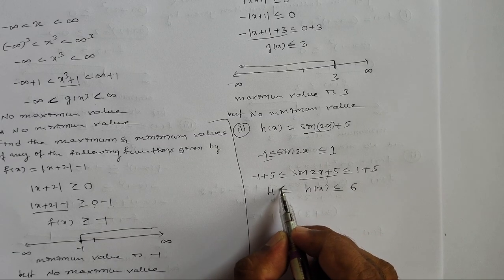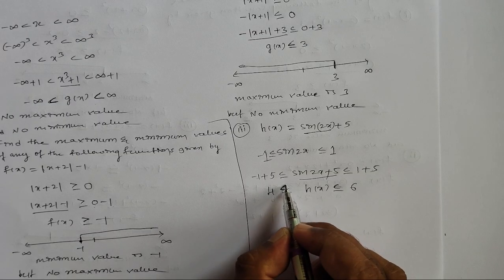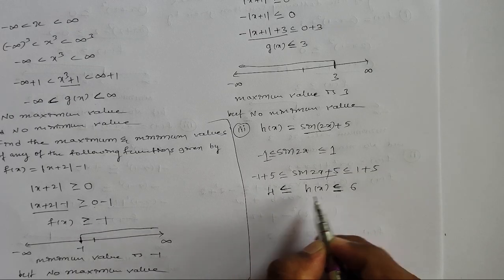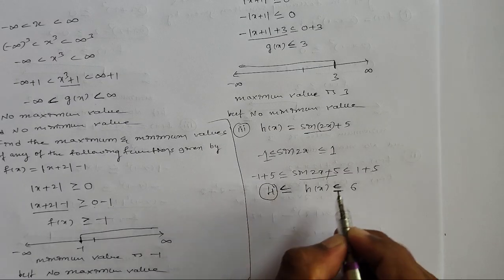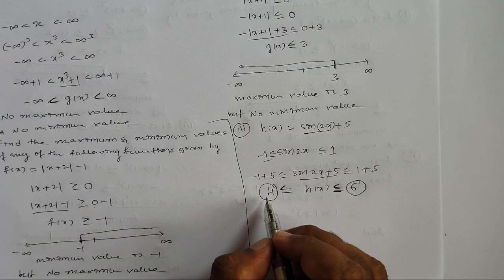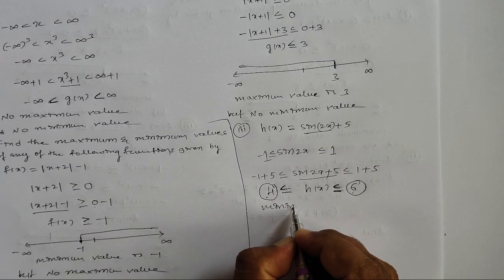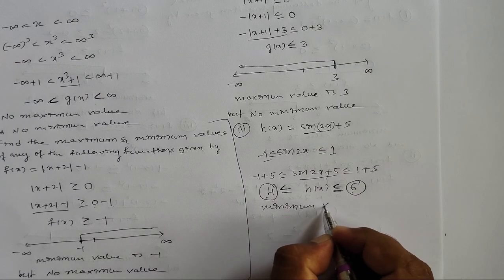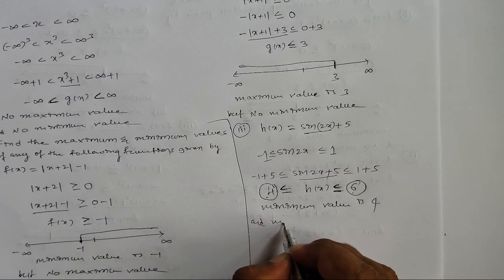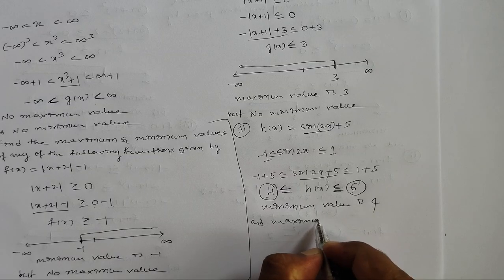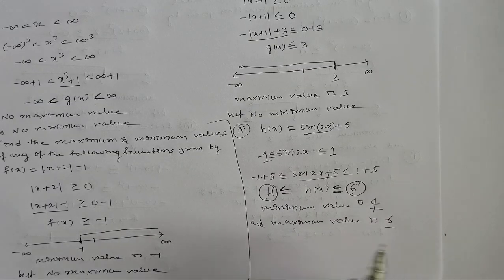Now notice, h of x is greater than or equal to 4, and less than or equal to 6, with equality included. This function has both a minimum value and a maximum value. The minimum value of this function is 4 and the maximum value is 6. So the minimum value is 4 and the maximum value is 6.